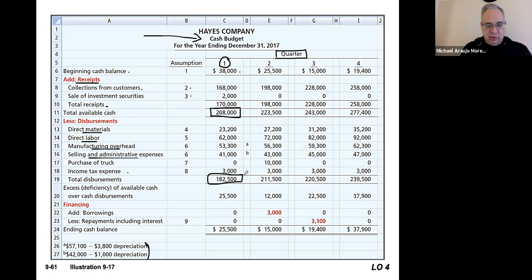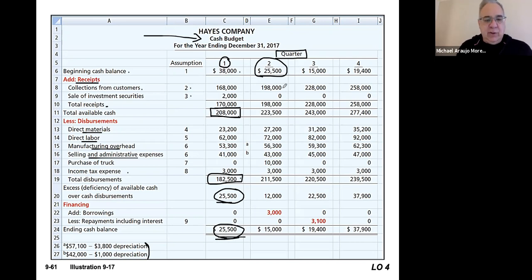$182,500 in cash. That leaves us $25,500 left when we compare these. And thus, that is much more than our 15,000. So we are okay ending our quarter with that balance. The ending balance for quarter one is your beginning balance for quarter two. That's how much cash you're starting with in quarter two.